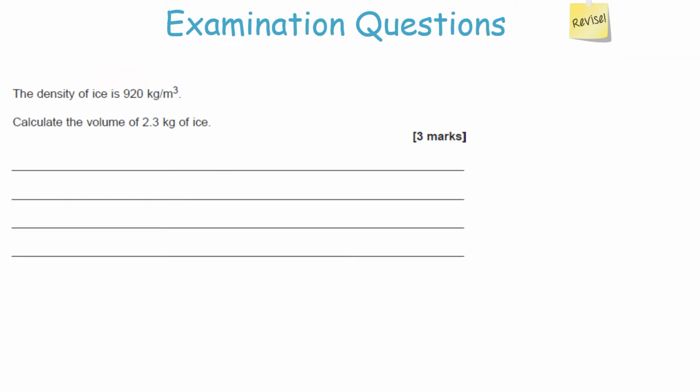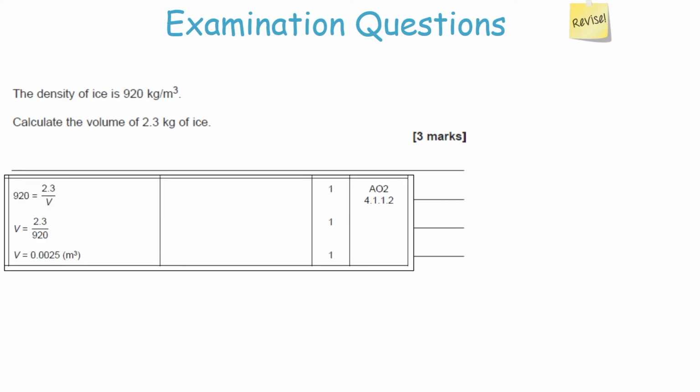Right, so once again we've got to use our equation density is equal to mass over volume. Once again we substitute our values directly in. Now this time all of our units are correct for this particular equation. So we've got kilograms for mass and kilograms per meter cubed for density. So we say 920 is equal to 2.3 over the volume. The next step is to rearrange to make volume the subject. So as you can see on the screen, volume is equal to 2.3 over 920. You then, for your final mark, calculate your answer, which is 0.0025.